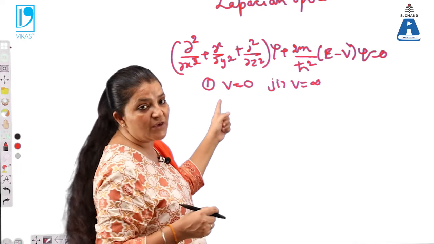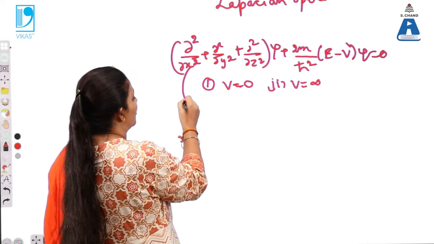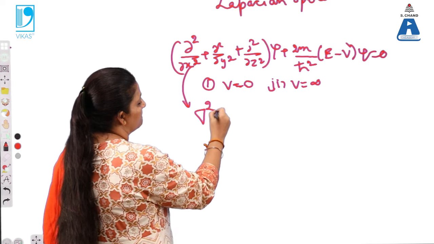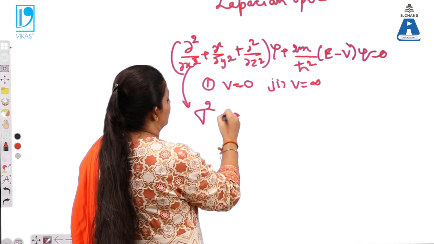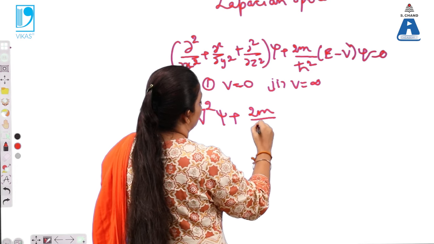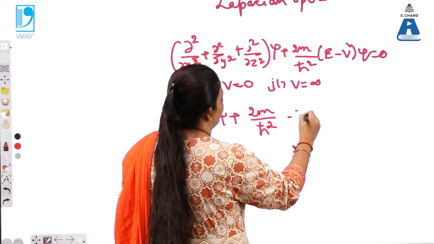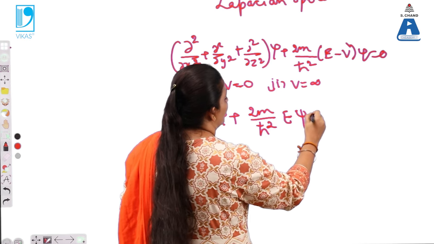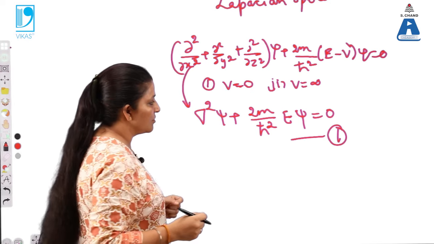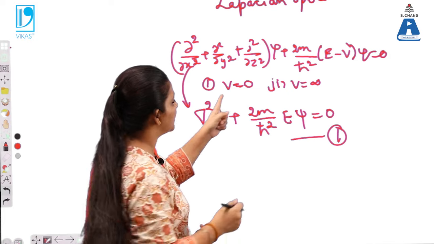So we will take V equals to 0. Substitute this value over here, then we will get, now this is a del operator, so this can be written as del square psi plus 2m by h bar square into E into psi, that is equals to 0. So write this as equation number 1. Now this is the Schrodinger wave equation inside the box and the potential is equal to 0.